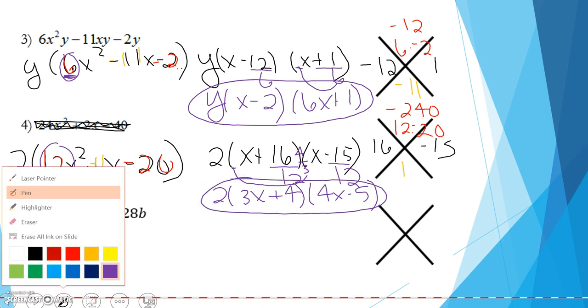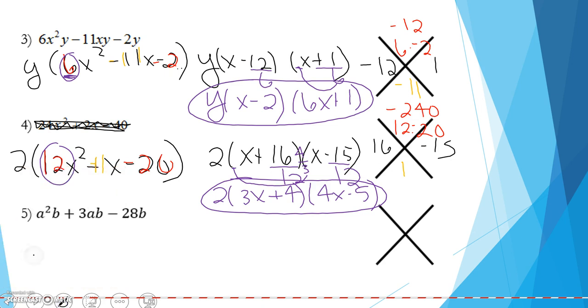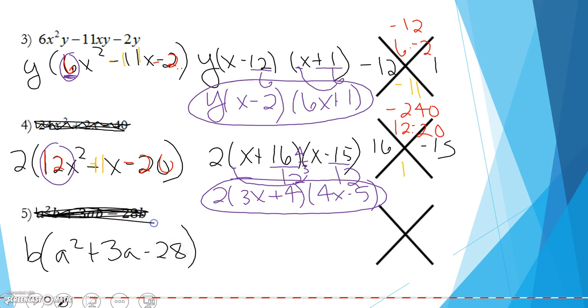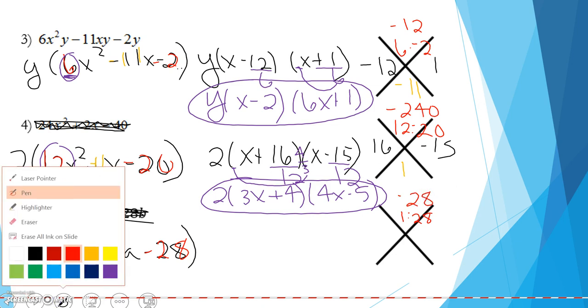All right, the last one. It also has a GCF. So the GCF of this one is b. So I have a squared plus 3a minus 28. I ignore that original problem now. So I now need to multiply the first number times the last number for the x. So 1 times negative 28. So negative 28 up top and 3 down bottom.